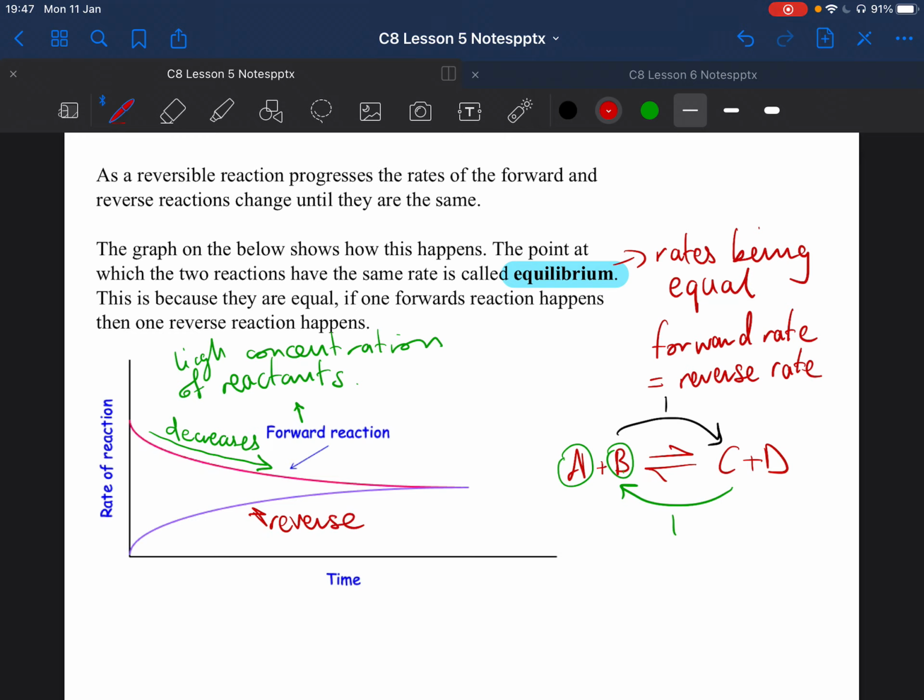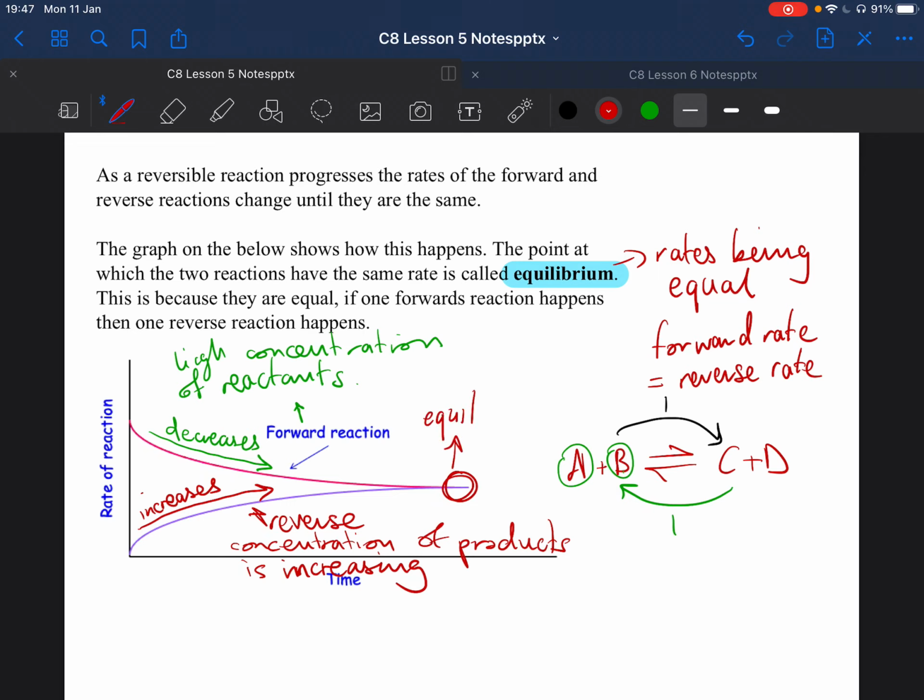And so what we should see here is that the concentration of products is increasing. It's actually getting higher because more reactants are becoming products. And as the concentration gets higher, we see a reaction rate for the backwards reaction, or the reverse reaction, increasing until they hit this point here. And this point here is equilibrium.